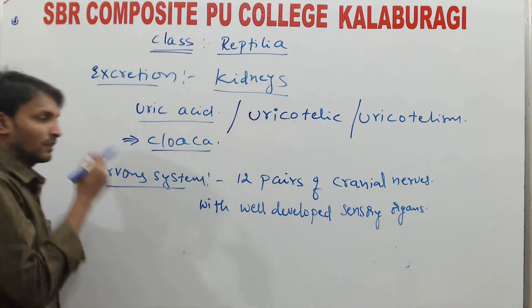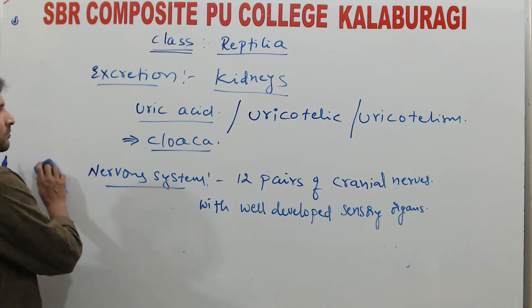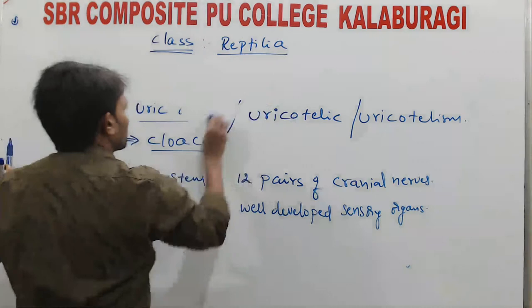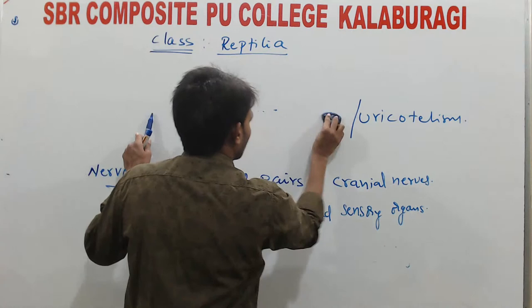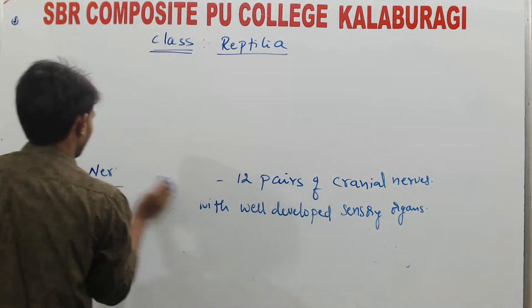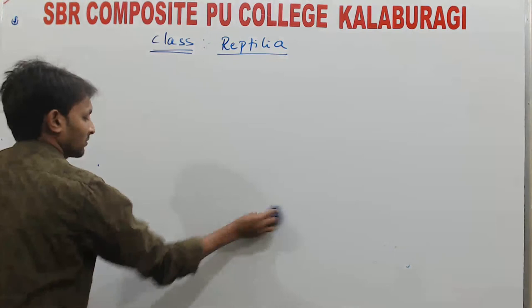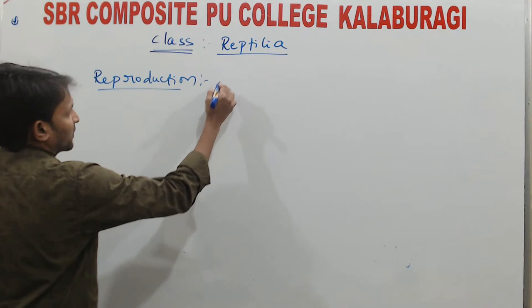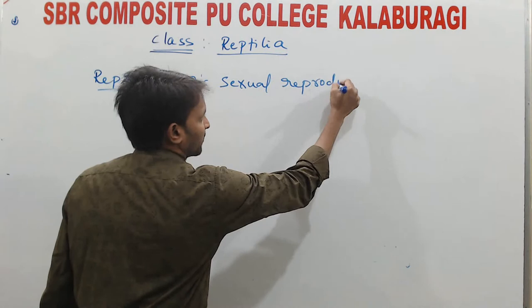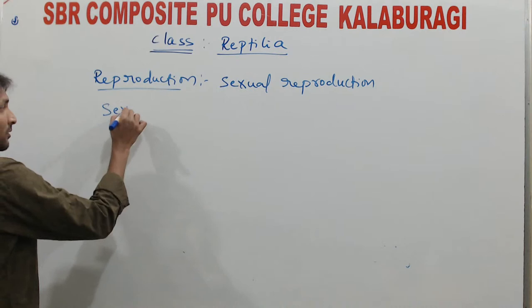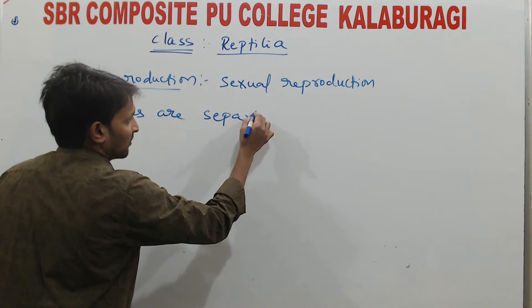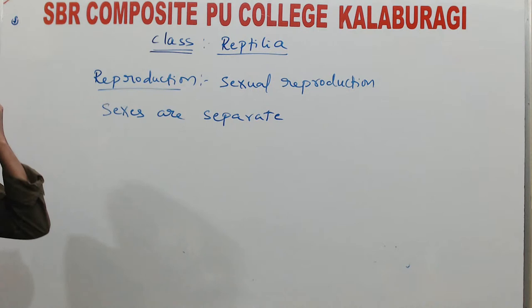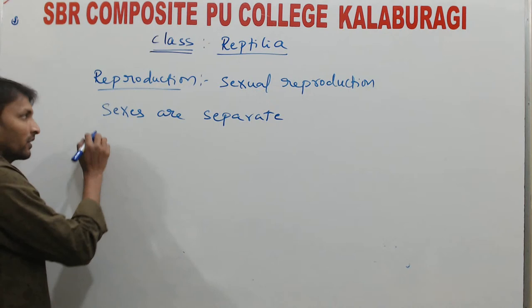Next, reproduction. Previously, as I mentioned, these have internal fertilization, sexes are separate, and the development is direct development. So you can see sexes are separate. Male and female organisms are separate organisms. Male gametes are produced by one organism and female gametes are produced by another organism. Here sexes are separate and the fertilization is internal.